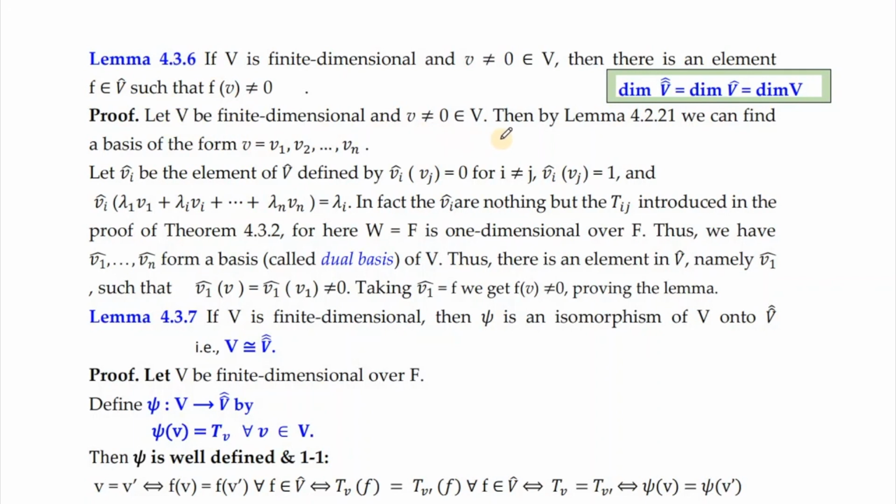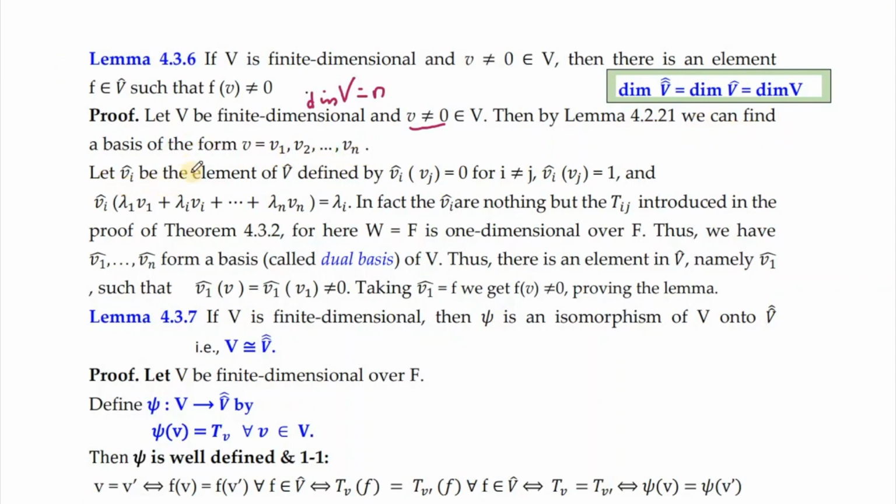For the proof, let V be finite dimensional, and v a non-zero vector in V. Then by the lemma, we know that any set of linearly independent vectors can be extended to a basis. Here v not equal to 0 is linearly independent. You name that as v1. So that can be extended to a basis. You assume the dimension of V to be n, since we are given V to be finite dimensional. Then by lemma 4.2.1 we can find a basis of this form.